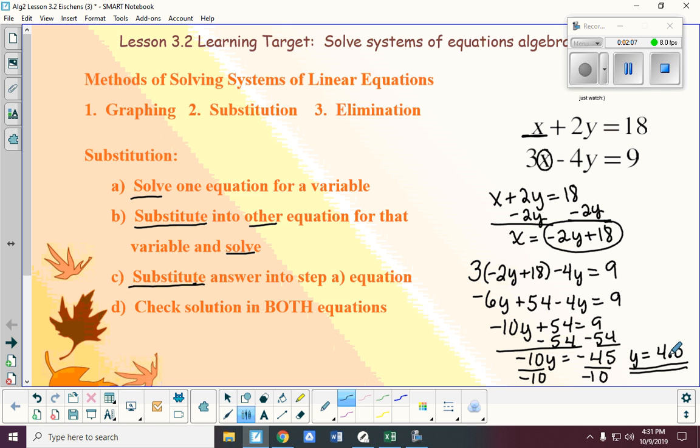Now to find the other variable, x, we substitute this back in. You can substitute into this equation or into this one, but the easiest is to substitute here because this is already solved for x. So x would equal negative 2 times 4.5 plus 18. So that would be negative 9 plus 18, which is 9. So x equals 9. And you can substitute those back in, and you will see that those work in both equations.